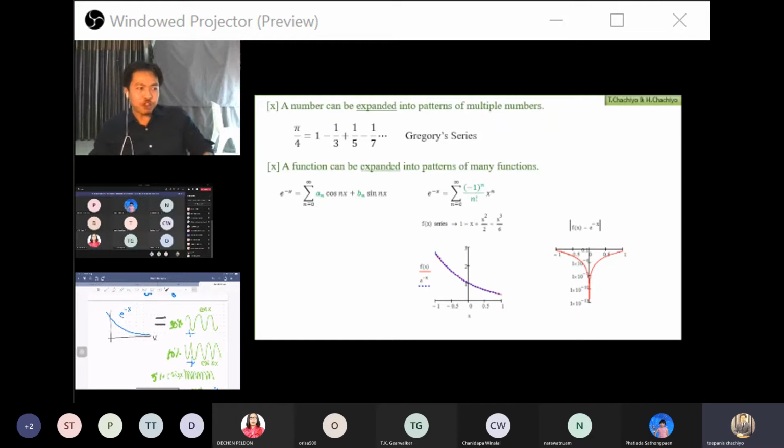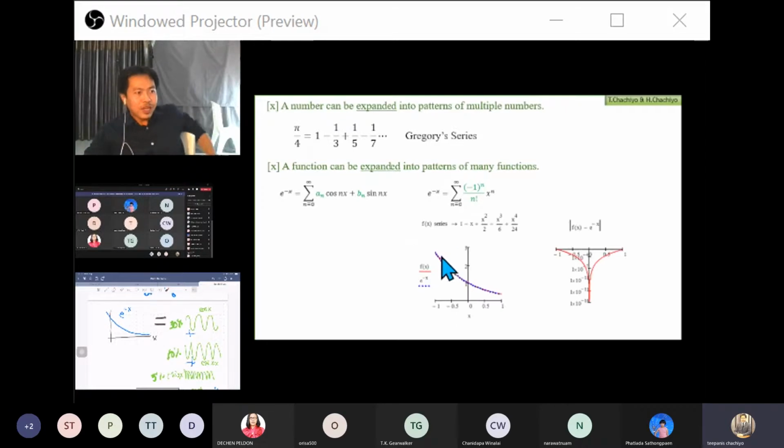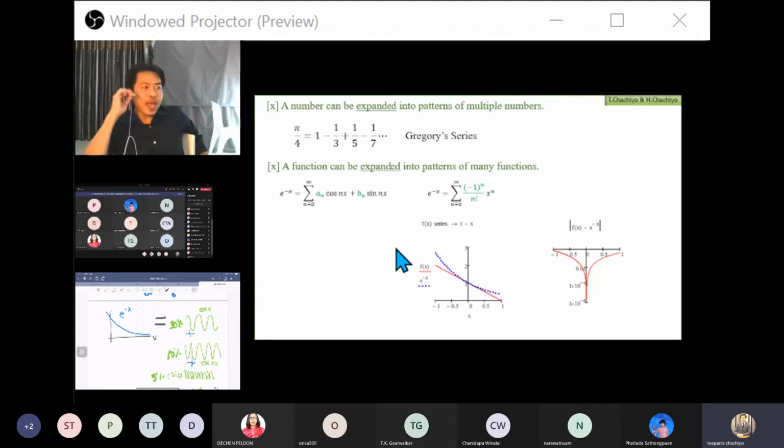Another possible expansion is that not only can we expand this function in terms of waves, we can also expand it in terms of polynomials, you know, x raised to the n power. Here I'm showing you the animation. If you have 1 minus x squared over 2, and so forth, the graph becomes more and more identical, and that's also an expansion. So we have a vector, a number, and a function. They can always be expanded into other functions, other numbers, and other vectors.